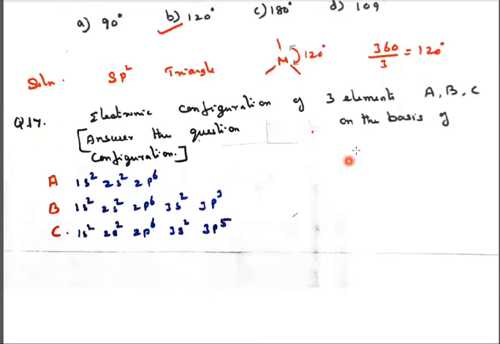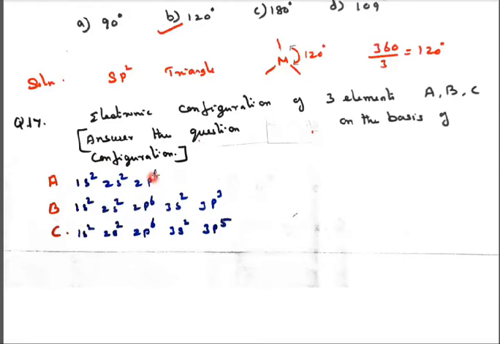The electronic configuration of three elements A, B, C is given. Answer the question on the basis of electronic configuration. A is 1s2, 2s2, 2p6, and B is 1s2, 2s2, 2p6, 3s2, 3p3, and C's electronic configuration is 1s2, 2s2, 2p6, 3s2, 3p5.